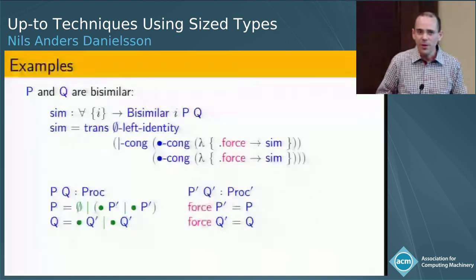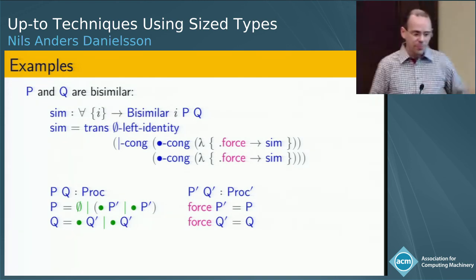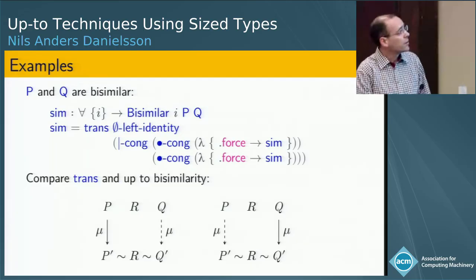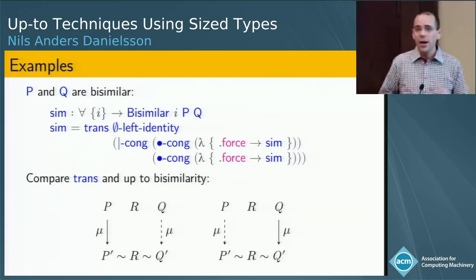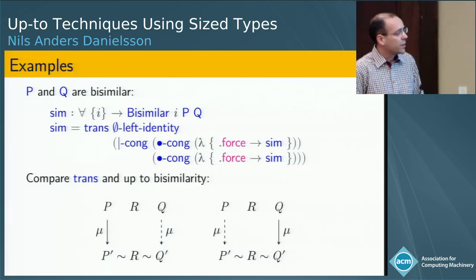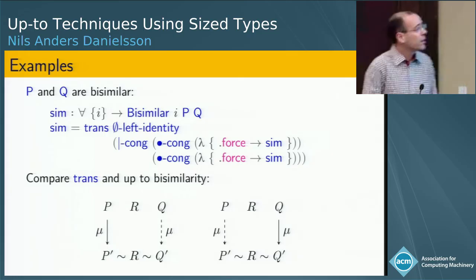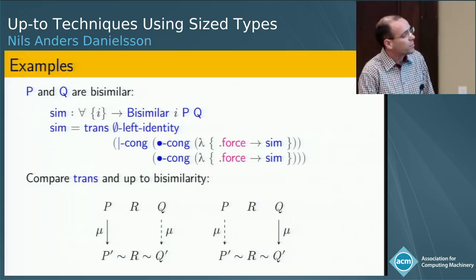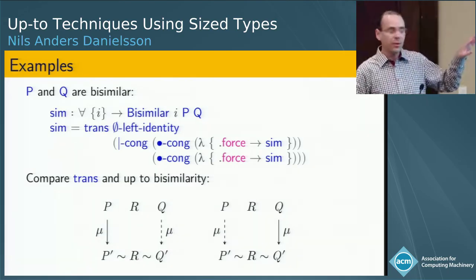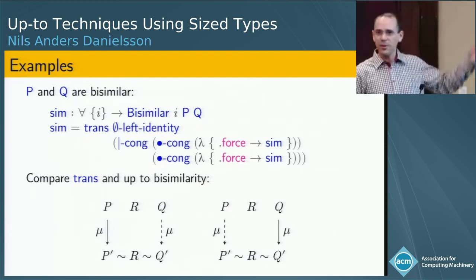So now I want to make some observations about this proof here. If we look at the use of transitivity, which is here, we can compare that to the up-to bisimilarity technique. So with up-to bisimilarity, we can combine bisimilarity proofs with the thing we are defining here. And that's sort of what we're doing here. We're combining this bisimilarity proof with the thing we are in the process of defining here. So the transitivity proof, because it's size preserving, kind of gives us up-to bisimilarity.